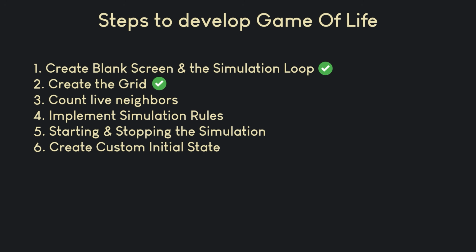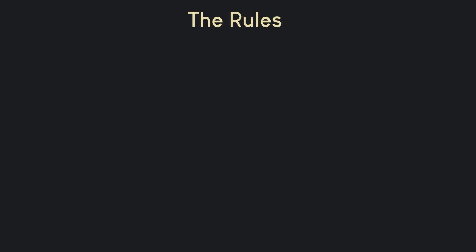Now we can start implementing the rules of our simulation. These rules are what breathe life into our simulation, transforming a static grid into a dynamic ecosystem. Game of Life is governed by 4 simple rules applied to each cell in the grid based on the state of its 8 neighboring cells. Here is a quick recap of the rules.